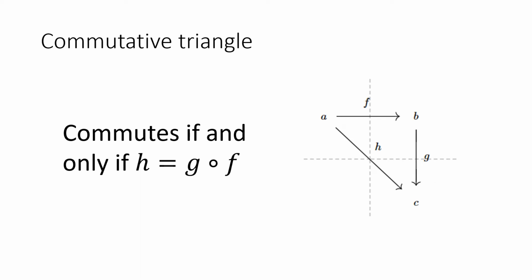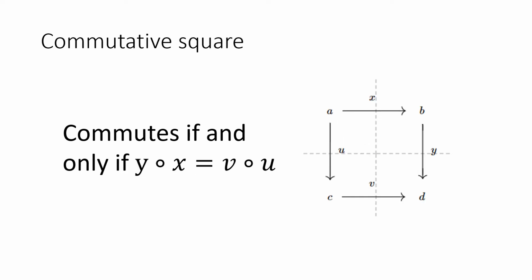Now let's turn our attention to the relationship between some morphisms in a category. This triangle of morphisms is set to commute if and only if the 2 paths from A to C are equal. Similarly, this square of morphisms is set to commute if and only if the 2 paths from A to D are equal.